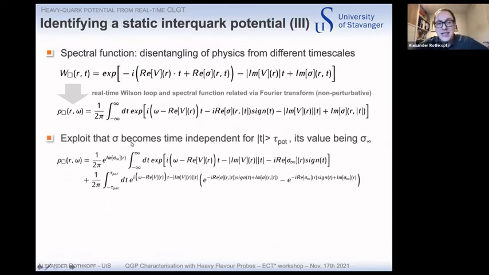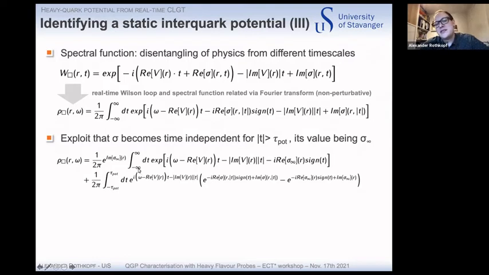Now we can exploit that this function sigma eventually becomes time independent if you take its time argument to very late times, larger than tau pot. And that allows you to decompose this expression for the spectral function into two terms. One term is where the integral extends from minus infinity to infinity, and this is the first line here. This one depends only on time-independent quantities: the real part of the potential and the imaginary part of the potential. And here there are two remnants of this non-potential physics that is hiding in the spectral function of the Wilson loop. And then there's another contribution that goes from minus tau pot to tau pot. And this contains all the time dependence along this interval.